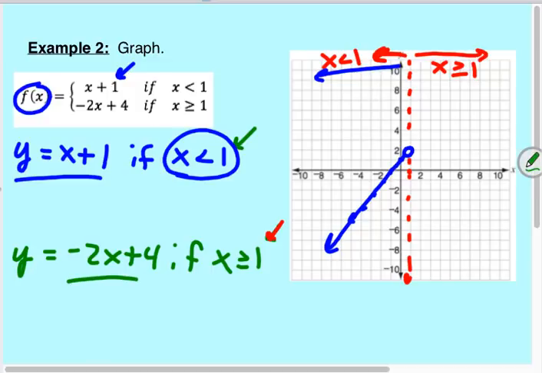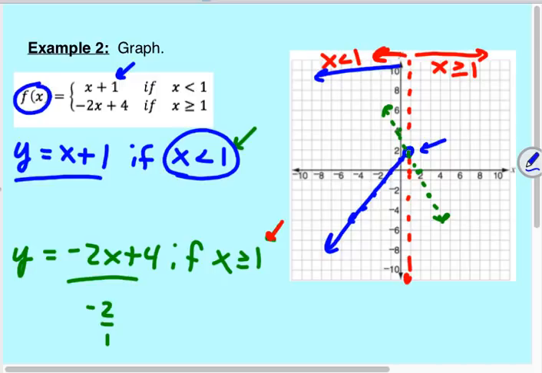-2x plus 4. Well, my y-intercept is 4, and my slope is -2. Now that's -2 over 1, so down 2 over 1. I go down 2 over 1, and it's right there. Down 2 over 1, down 2 over 1. I'm going to kind of put a dotted line in there for right now. So that's interesting that it goes right in that hole where x was equal to 1.